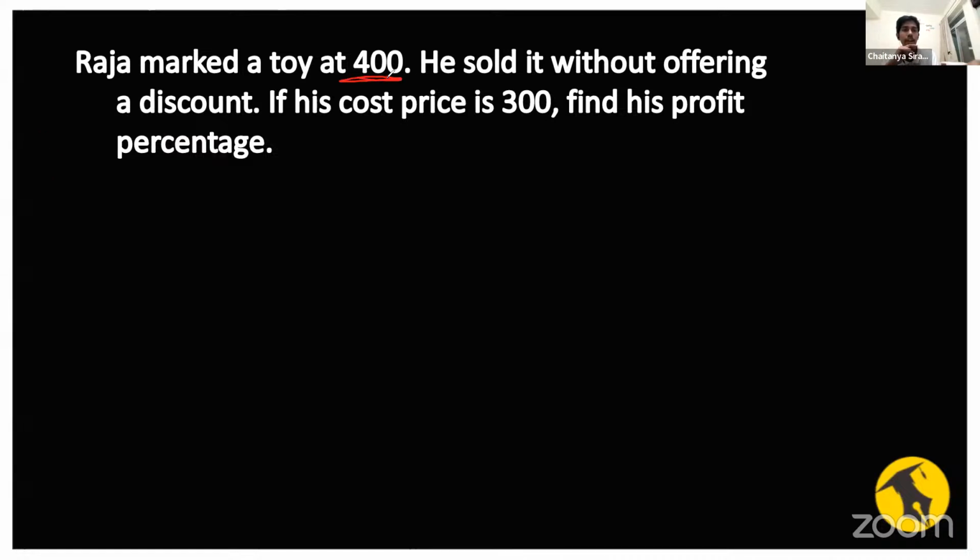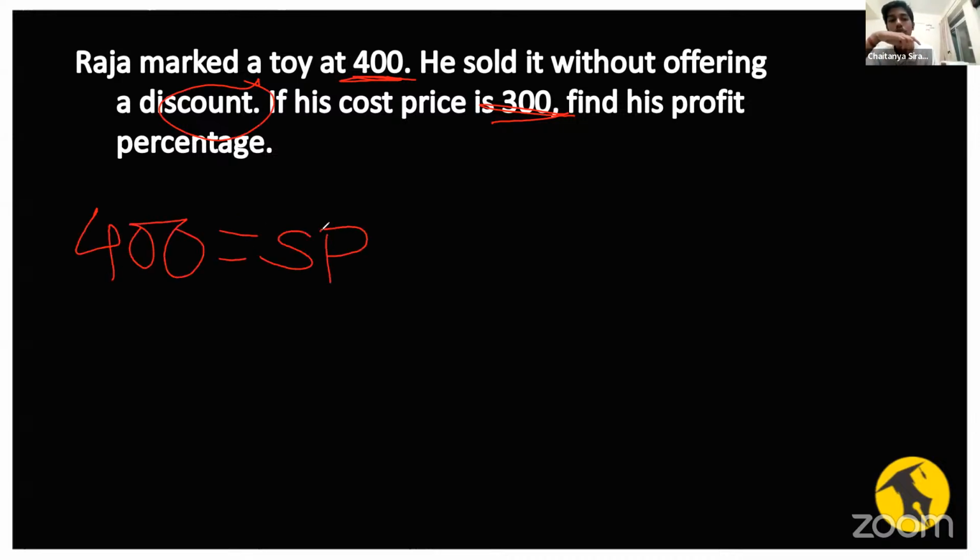Raja marked a toy at 400. He sold it without offering a discount. If his cost is 300, find his profit. Since he has not given any discount, his selling price is 400, and the cost price is given as 300. So what is the profit percentage?